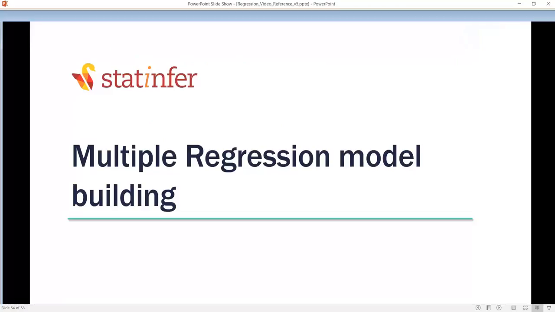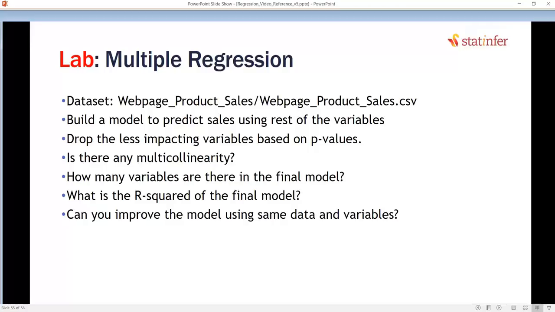Now, multiple regression model building. So we are kind of done with all the important topics that we should discuss in regression, simple regression, multiple regression. What are the metrics that you should do? What you should see? What are the most impacting factors? How do you identify them? What is multicollinearity? What is the p-value? All those things. So you have to use all of them and build a multiple regression model for web product sales data.